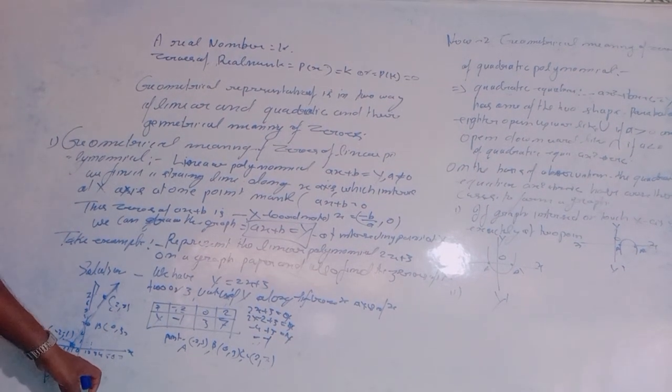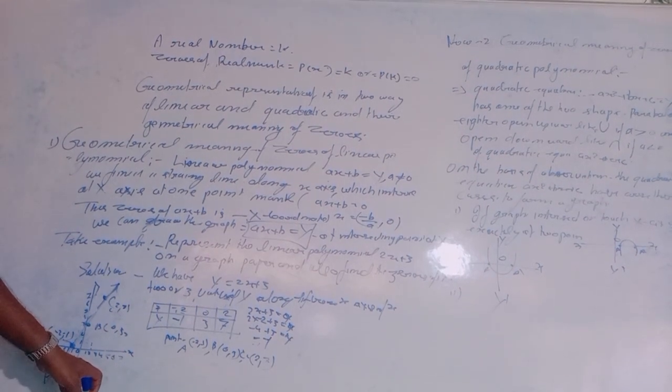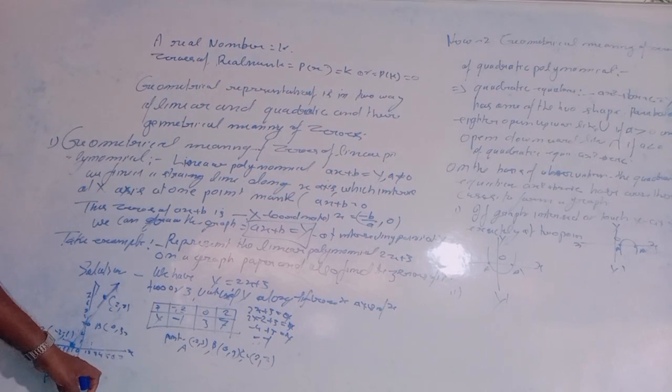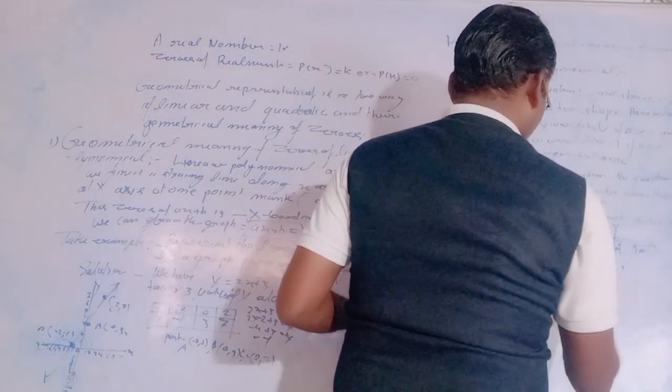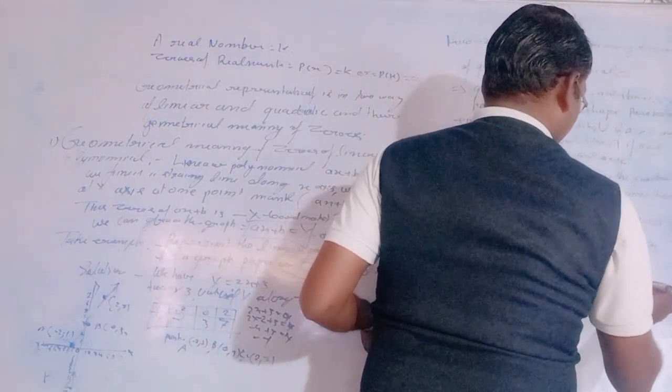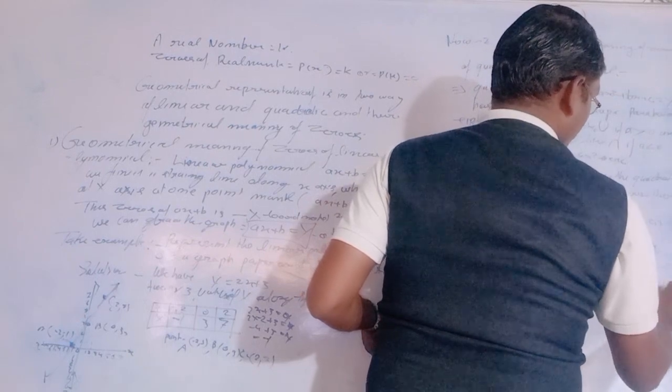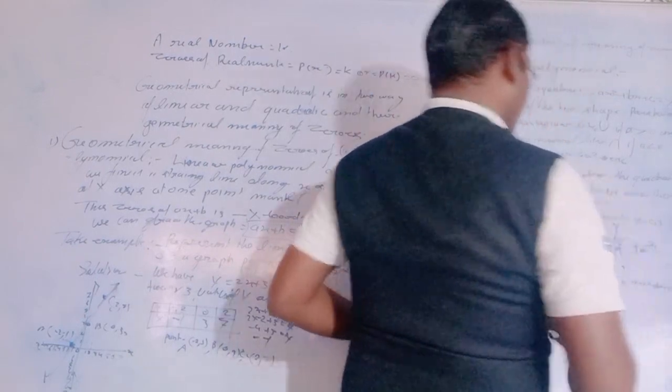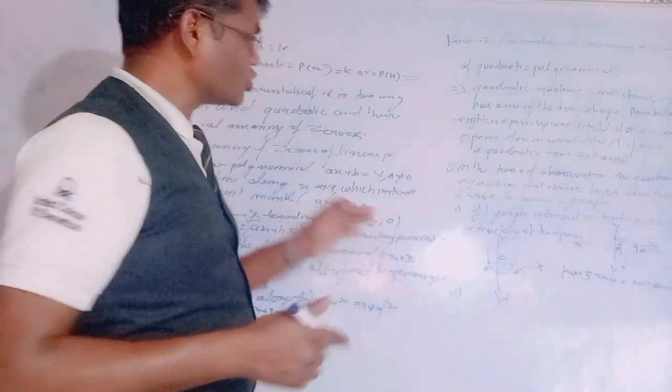So the quadratic polynomial ax square plus bx plus c has two zeros. In this case, it forms two zeros of the quadratic polynomial ax square plus bx plus c.